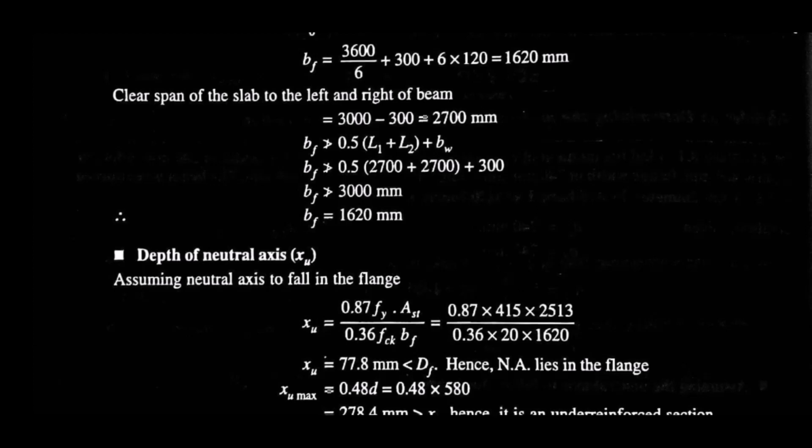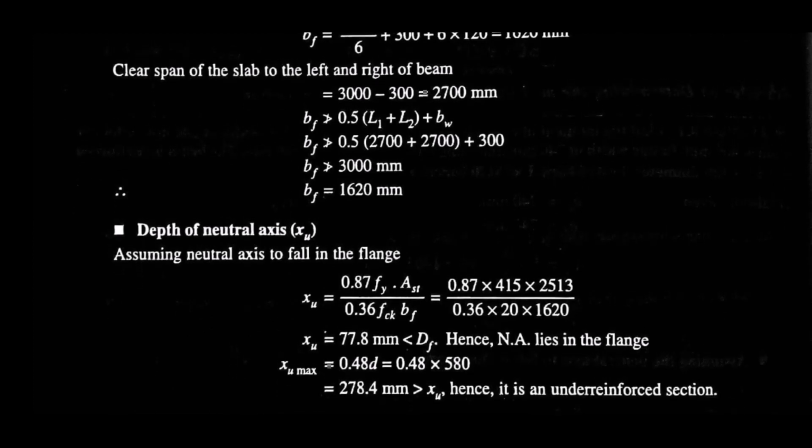Now we have to find out depth of neutral axis. Now first of all, assuming neutral axis to fall in the flange, after that we have to check whether the neutral axis falls in flange or not. xu is equals to 0.87 fy into Ast by 0.36 fck into bf, that is equals to 0.87 into 415 into 2513 by 0.36 into 20 into 1620. So from this equation, xu is equals to 77.8 mm, which is less than df because the df is 120 mm. So our assumption is right and neutral axis lies in flange.